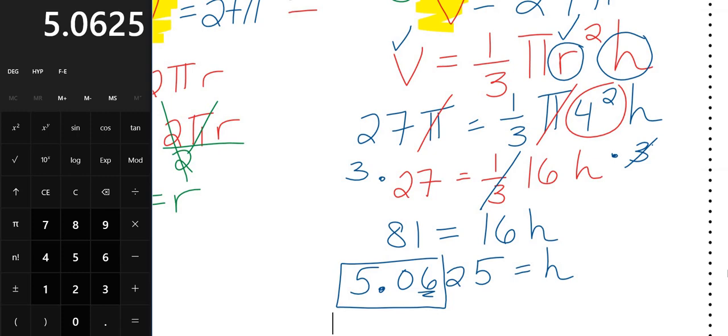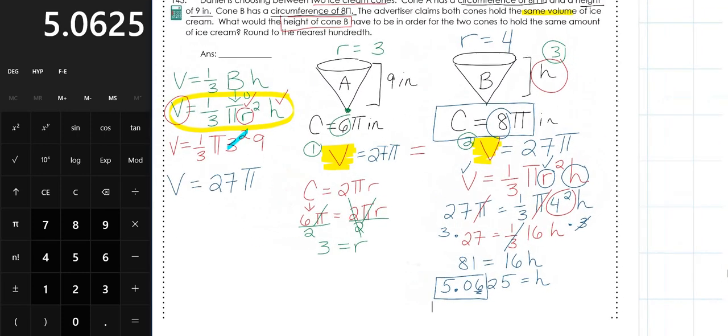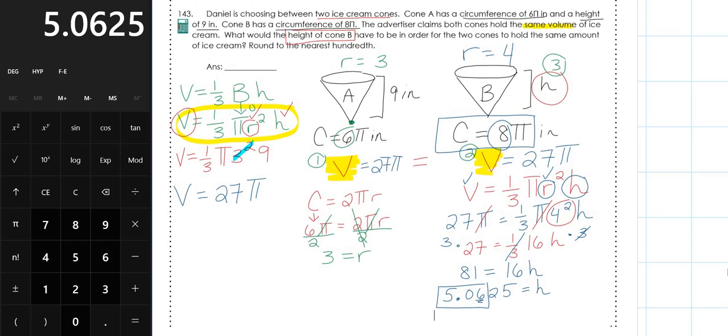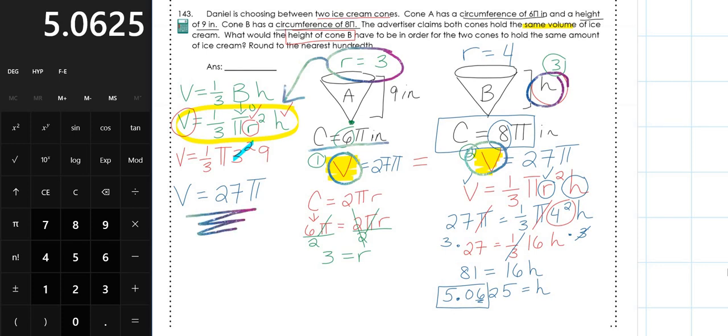5.06. Okay, now this was a long question, and I warned you about that from the beginning. Let's take a look at why. Remember, as a quick recap here, we wanted to solve for the height. We couldn't solve for it until we got the volume. Well, we don't have enough information to get volume of cone B, so we had to get the volume of cone A. Before we could get the volume of cone A, we had to simplify the circumference to get the radius. Once we got the radius of 3, we plugged it in, and we got the volume of cone A.